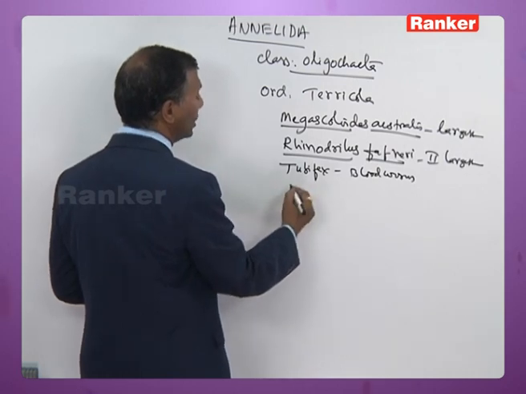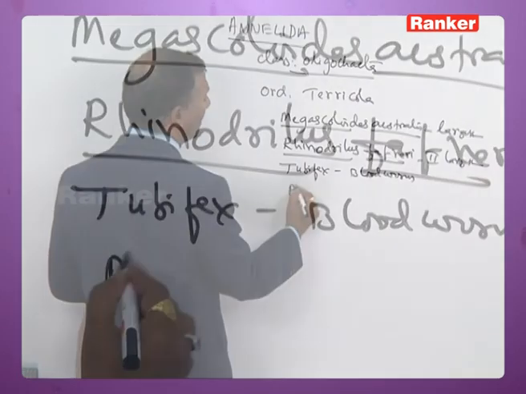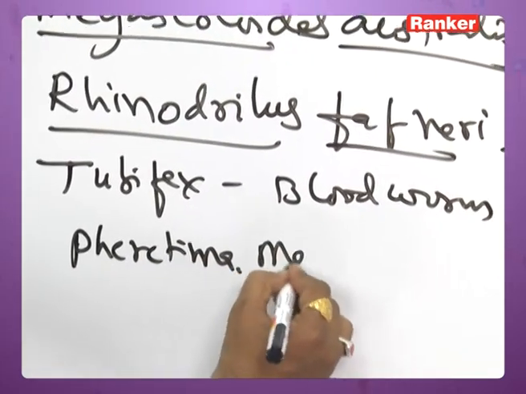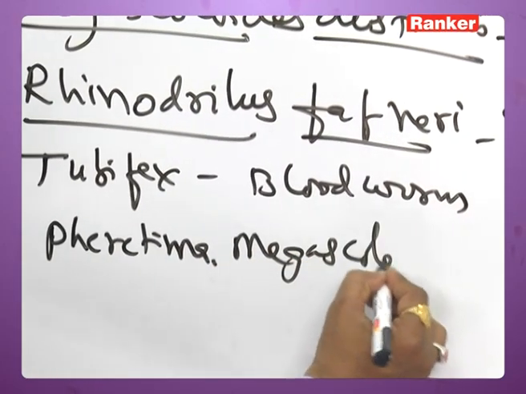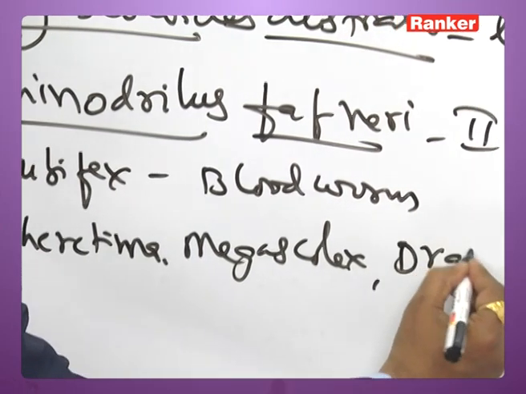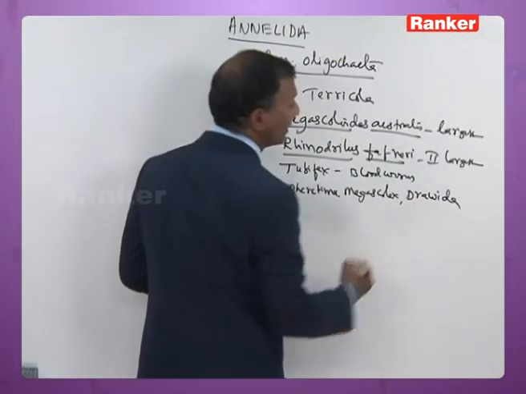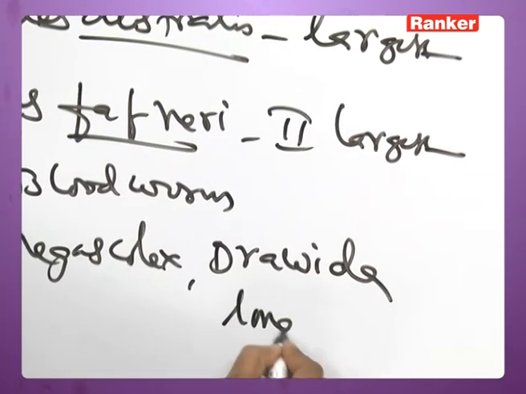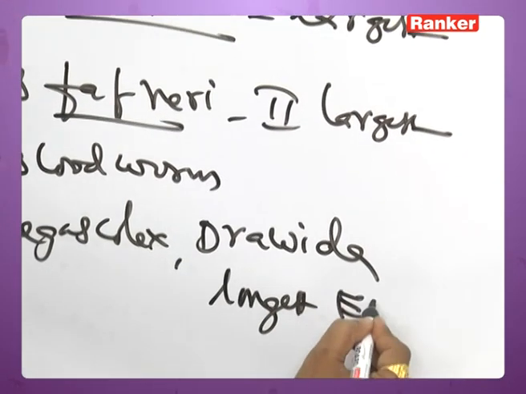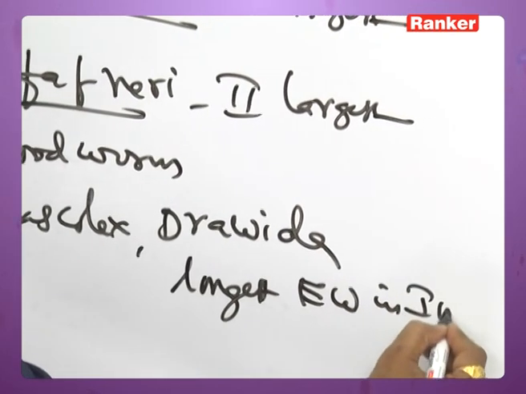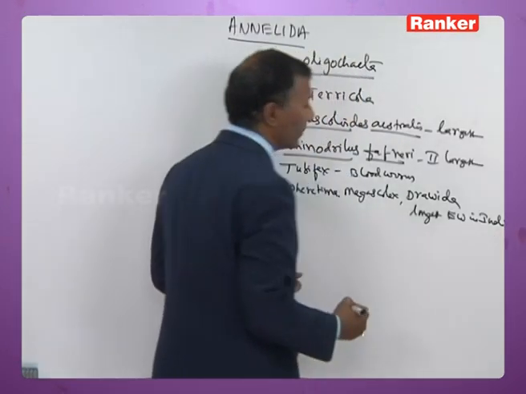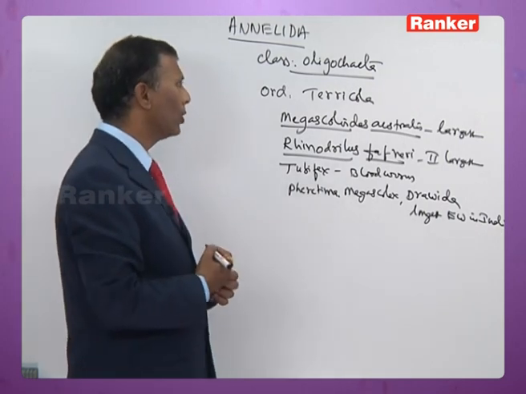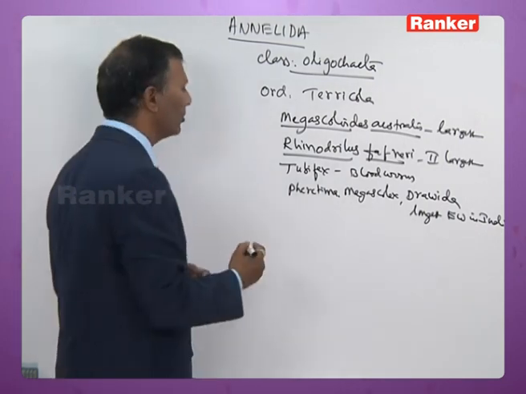Then you have earthworm examples like Pheretima, Megascolex, Dravida. Dravida is the longest earthworm in India. And there are some oligochaetes which respire through gills.